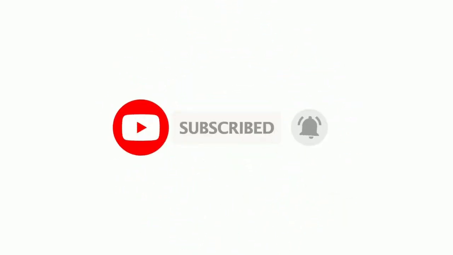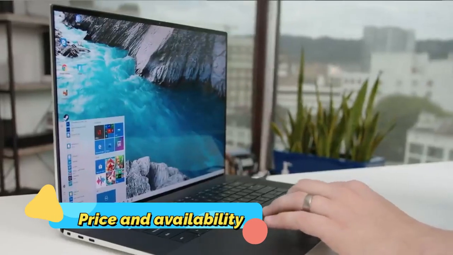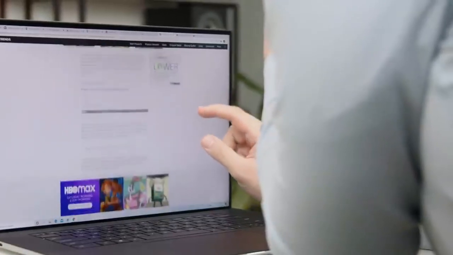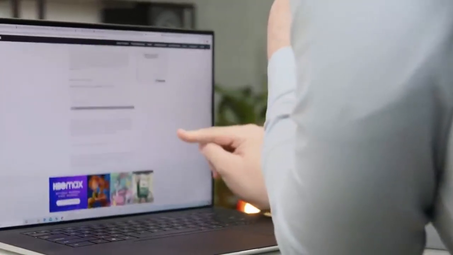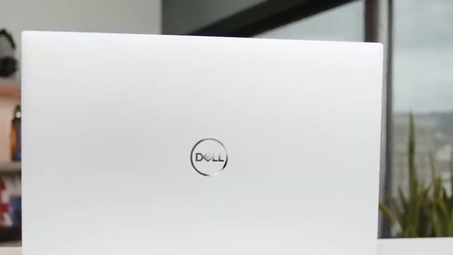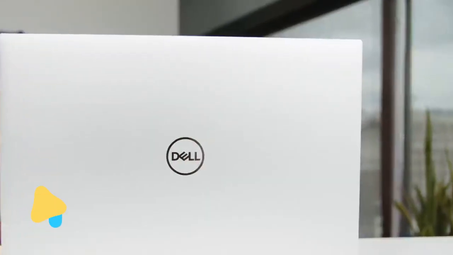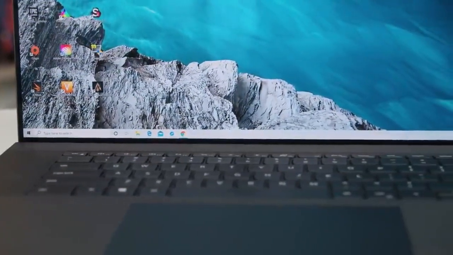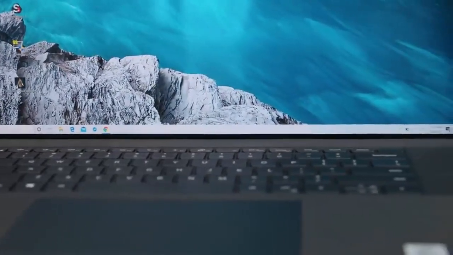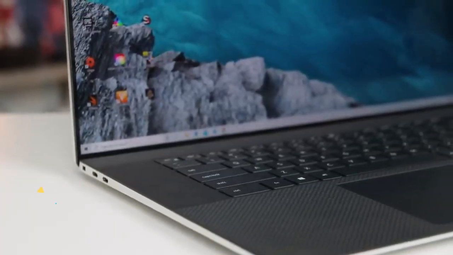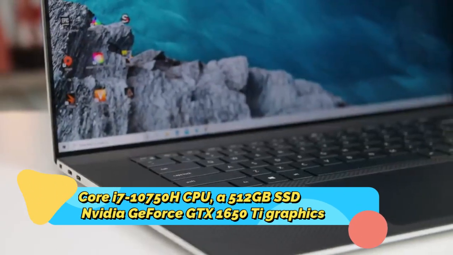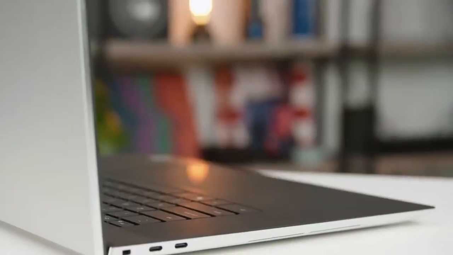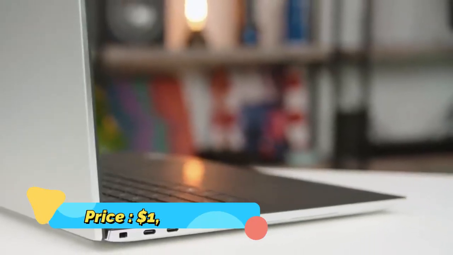Let's get started. Price and availability. The Dell XPS 17 Core i5 has a retail price of just under $1,400, but it's already discounted to $1,273. This Core i5-10300H, 8GB, 256GB SSD setup is the most affordable. Dell has a $1,899 XPS 17, which comes with a Core i7-10750H CPU, a 512GB SSD, and NVIDIA GeForce GTX 1650 Ti graphics. It, just like all the other versions, is currently discounted to $1,714.